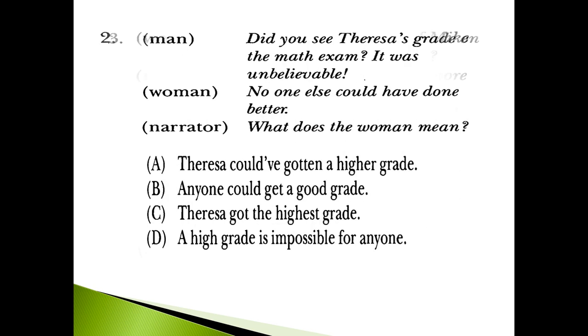Okay. Now we see number 3. Did you see Teresa's grade on the math exam? It was unbelievable. No one else could have done better. Tidak ada lagi yang bisa melakukan lebih baik lagi. Oke, tidak ada seorang pun yang bisa melakukan lebih baik darinya. Nah, maka dia sudah yang terbaik. So the answer is C. Teresa got the highest grade. Si Teresa mendapatkan nilai yang tertinggi karena tidak ada seorang pun yang lainnya yang bisa melakukan lebih baik lagi darinya. Okay, so that's easy, right?